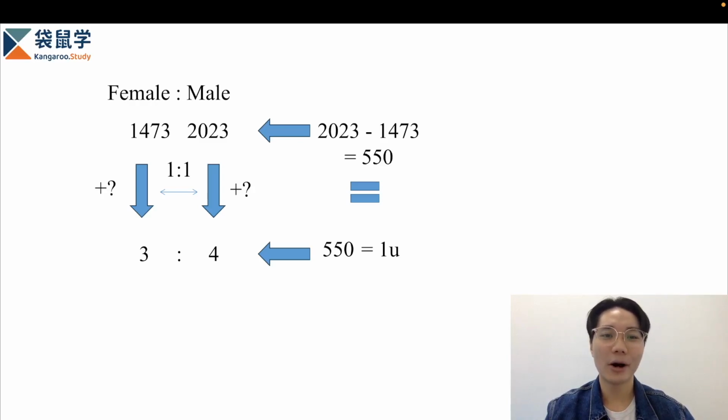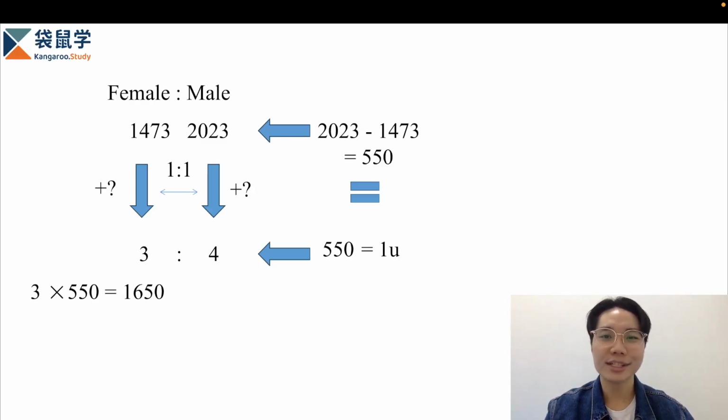What should we do now? We can find the number of students at the end. We can find either female or male. So let's try to find the female. Female, we have 3 units. So 3 units is 3 times 550 and it gives us 1650. We have the number of female students at the end and at the start.